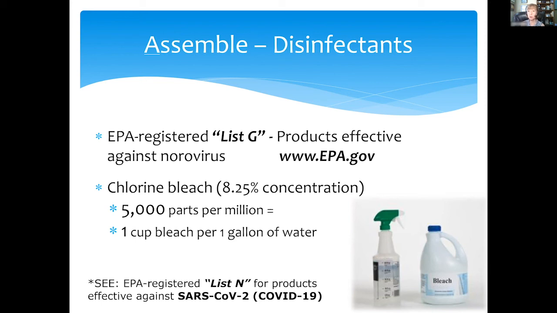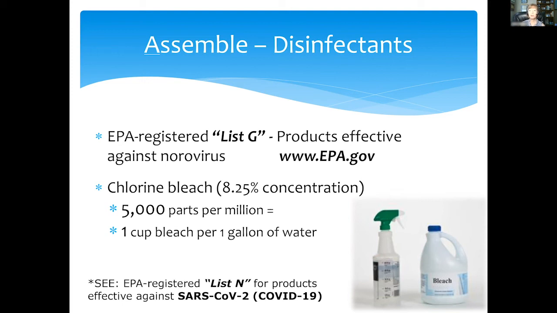The Environmental Protection Agency, or EPA, has what is called the EPA List G, which is the products that are effective against norovirus. Just as a side note, you see on the bottom of the slide, the List N is the things that are effective against SARS-CoV-2 or coronavirus. So you might want to look at something that does double duty for right now, but having one that is effective against norovirus goes in our norovirus kit.